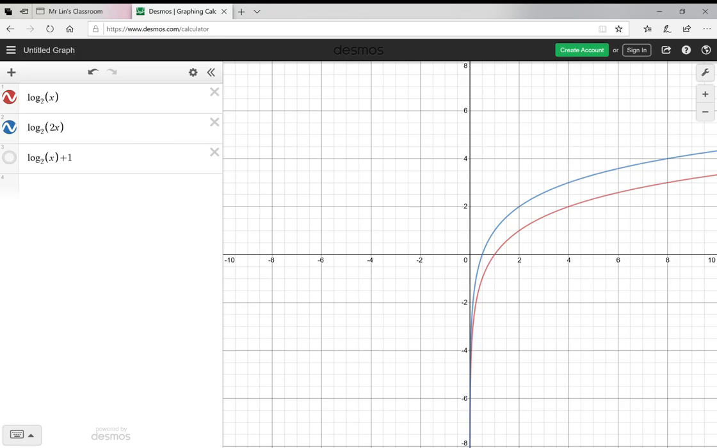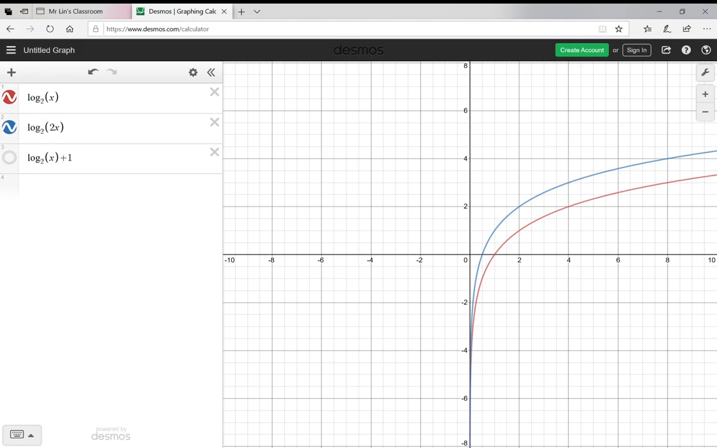The last problem that we did was looking at the log base 2x function, and we looked at it as log base 2 of 2x, which is a horizontal compression. If you take a look at that blue graph, it is a horizontal compression by 2 of the red graph. If you look at a few coordinates here, where the x-intercept is 1 for the red, the blue x-intercept is going to be at 1/2.